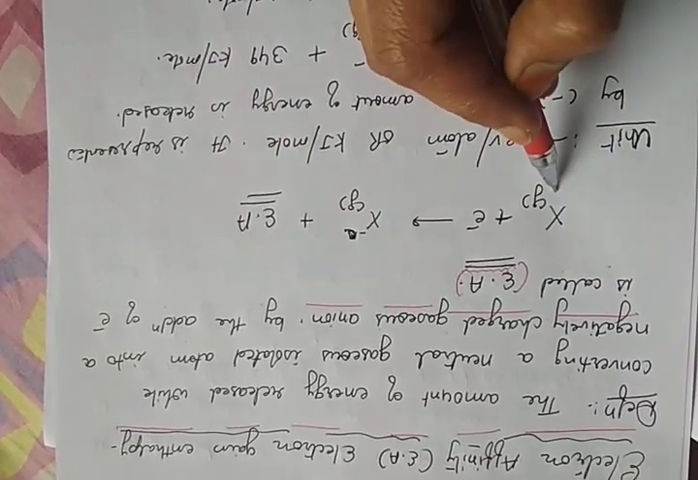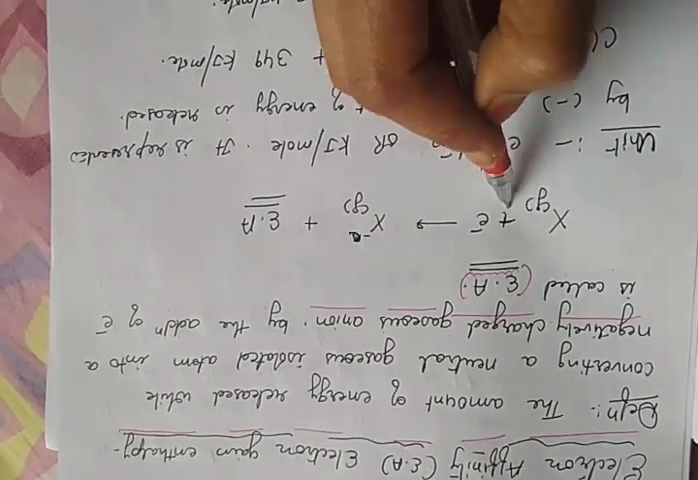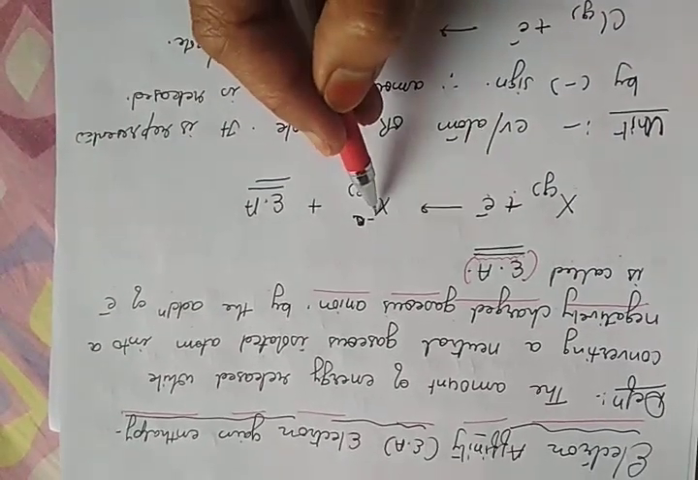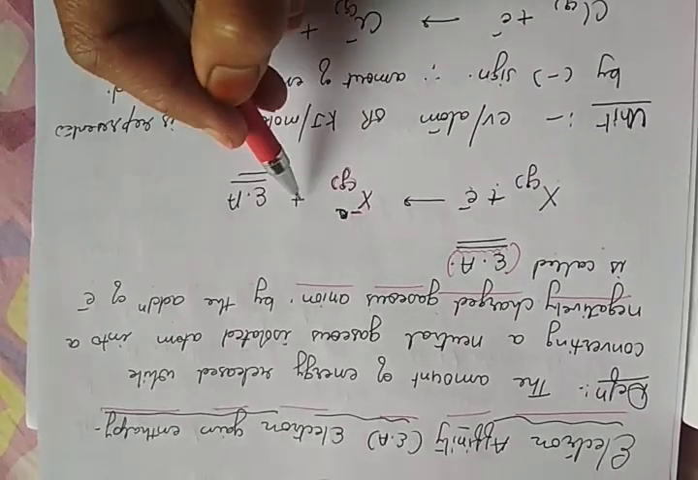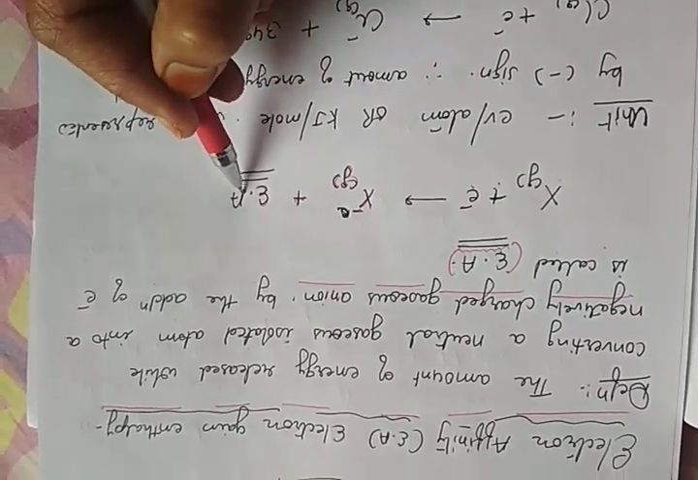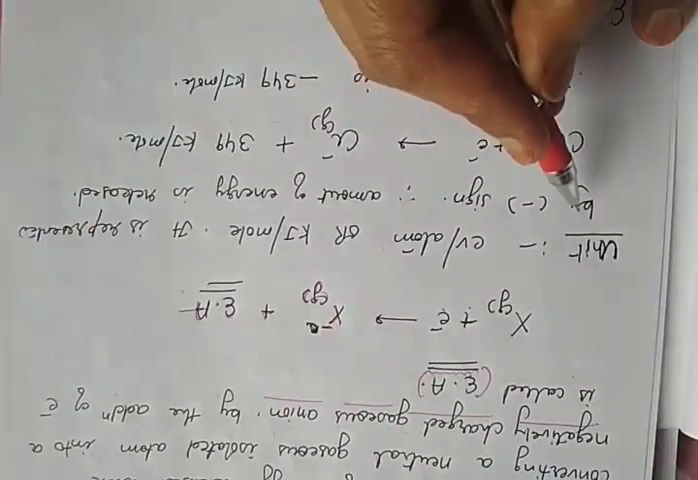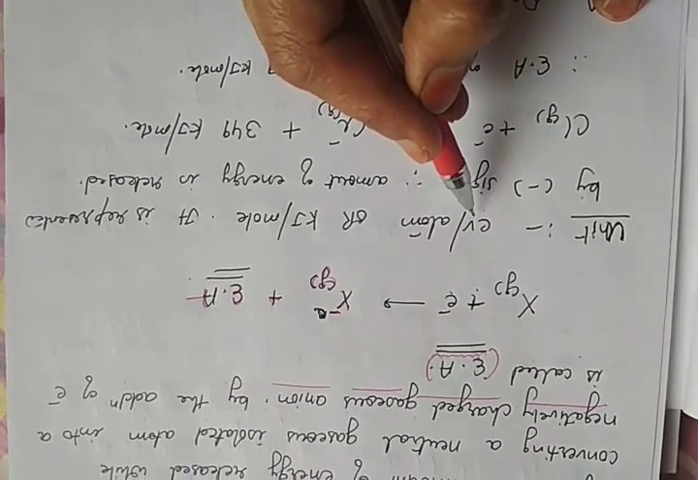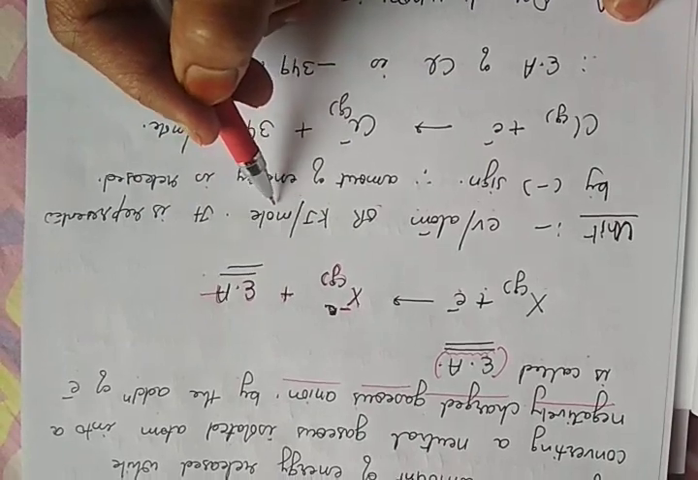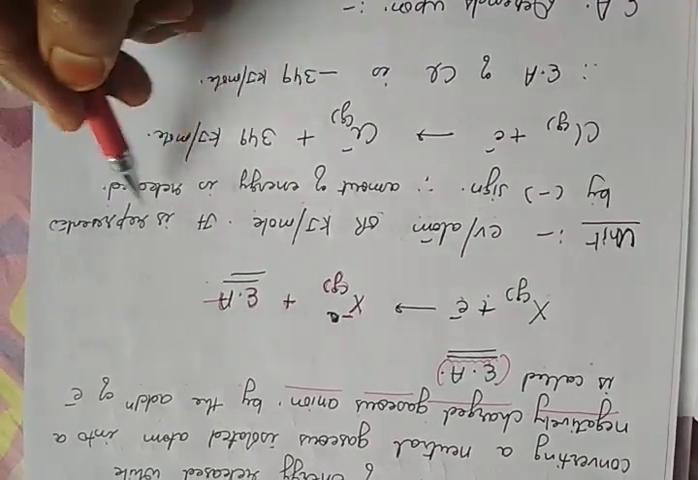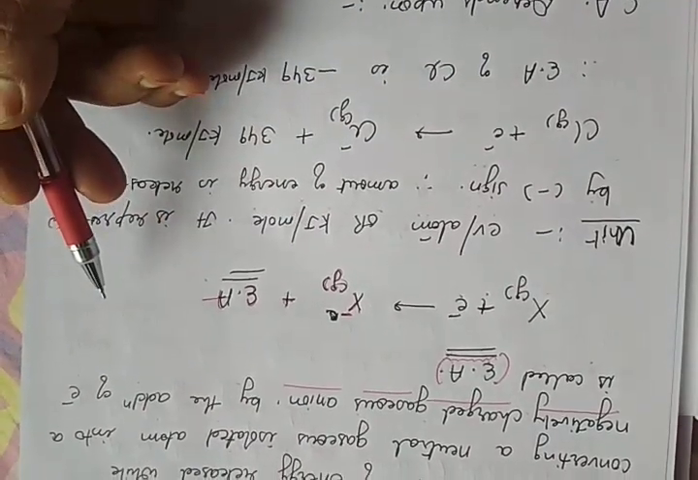Let's say that X is an element in its gaseous state. One atom of this element will take an electron, forming the anion X minus in a gaseous state. Along with that, the amount of energy that is released is called electron affinity. The unit to measure electron affinity is electron volt per atom or kilojoule per mole. It is represented by a negative sign because the energy is released during the process.